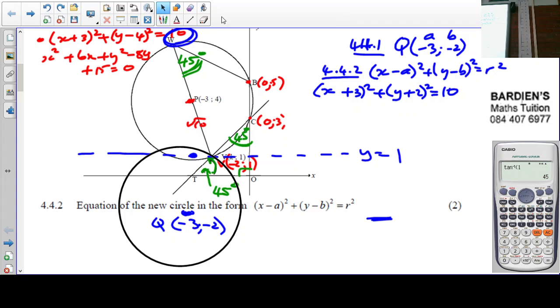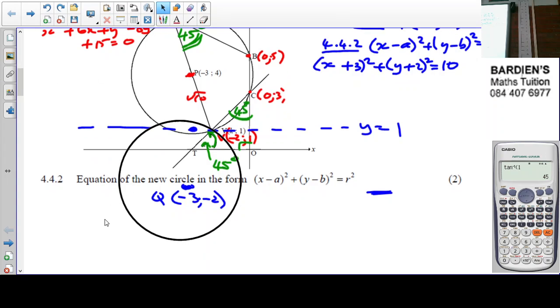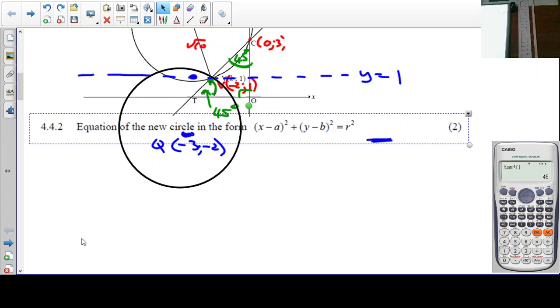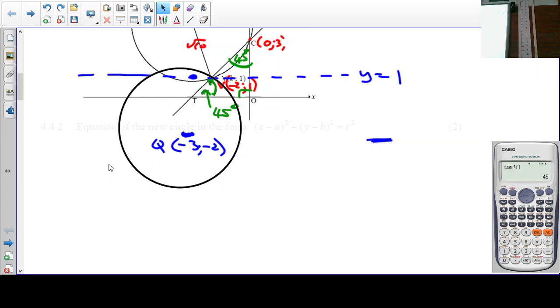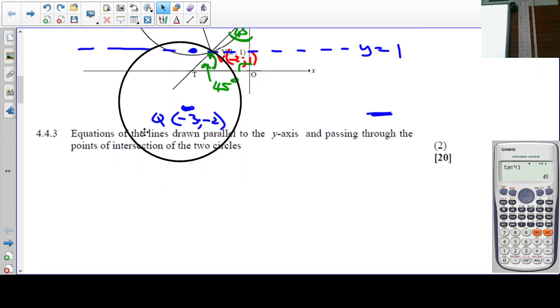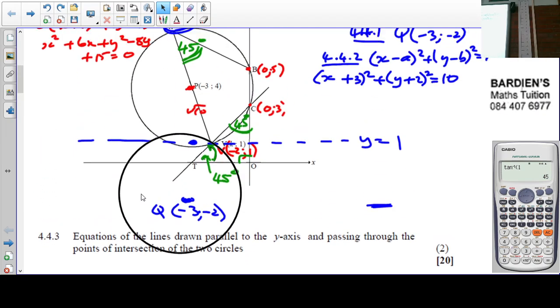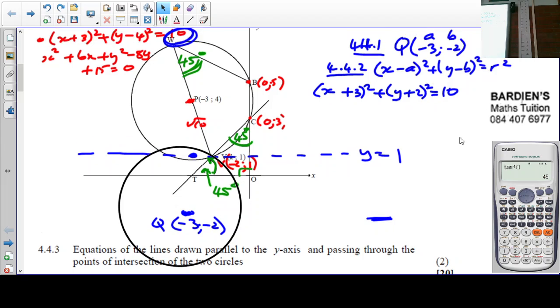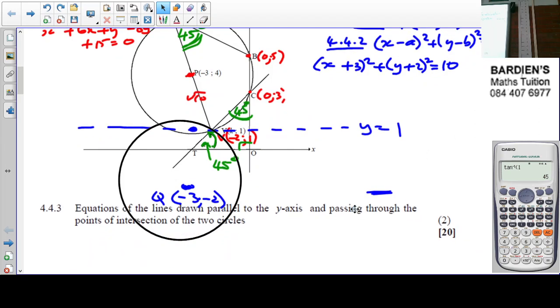No? And then, remember, as long as the center of the circle is not at the origin, then it follows this formula: x minus a squared plus y minus b squared is equal to r squared. Okay.